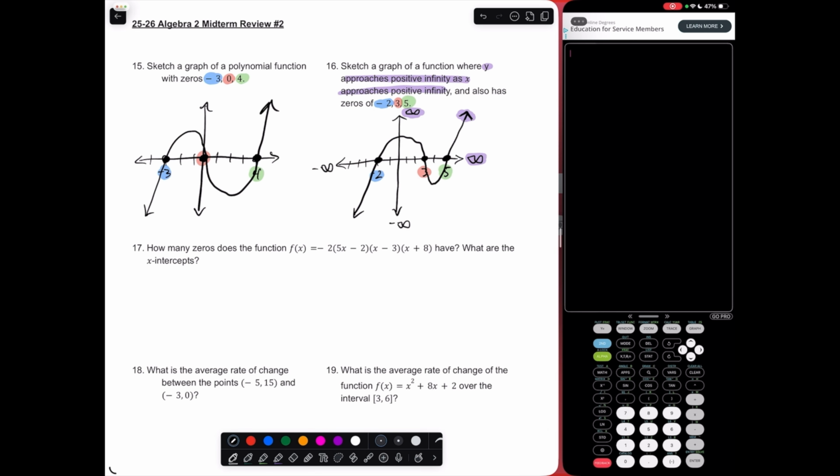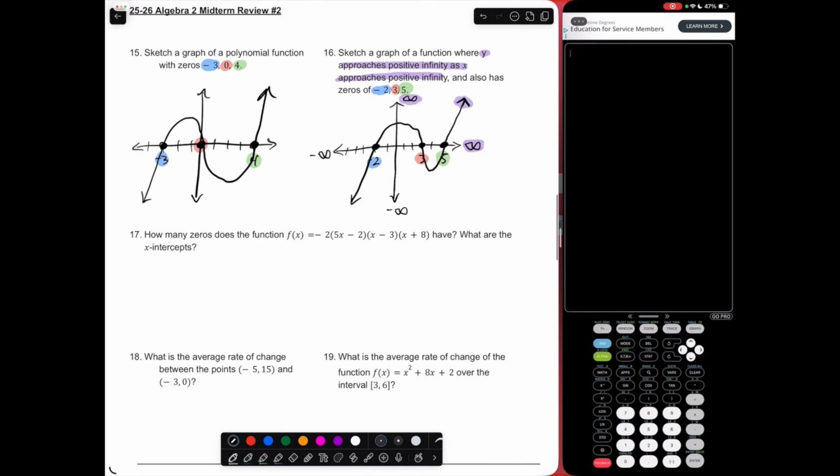Number 17, how many zeros does the function f of x equal -2 times 5x minus 2 times x minus 3 times x plus 8 have? And what are the x-intercepts? All right, your zeros are going to be where these pretty much work out to be. So you have this piece, you have this piece, and you have this piece. Each of those has an x value, so each of those has a 0. This negative 2 has no x value, so it does not have 0. If it was negative 2x, there would be an additional 0. So this would be 1, 2, and 3. So how many zeros? There are 3 zeros.